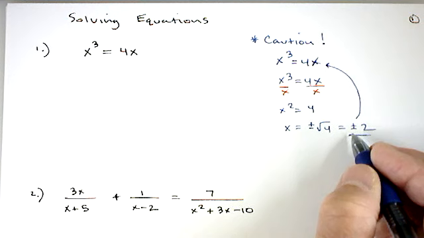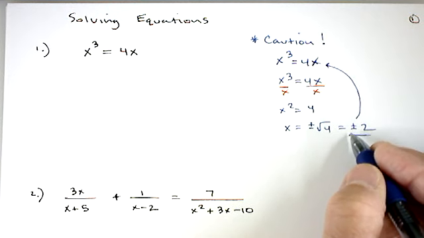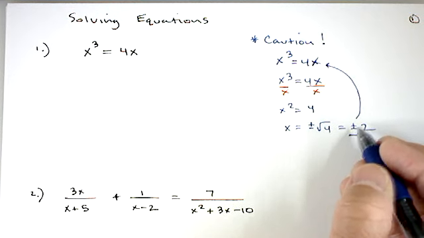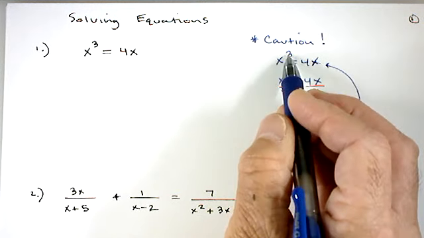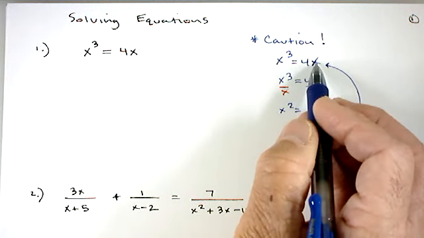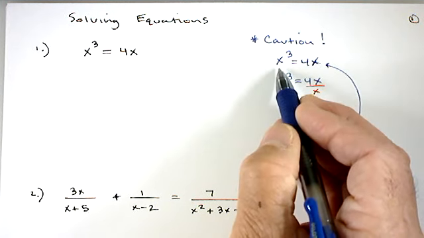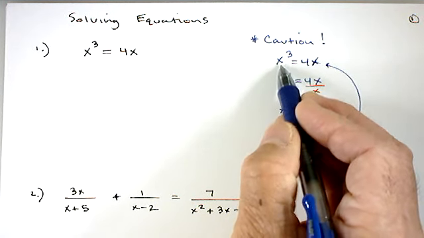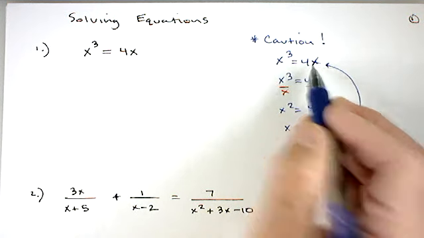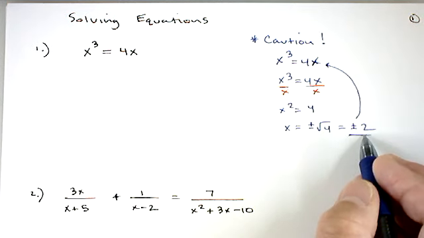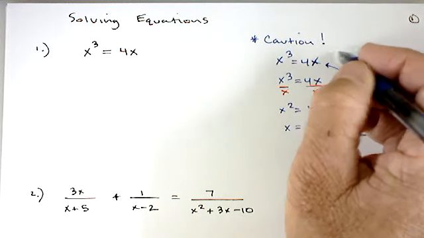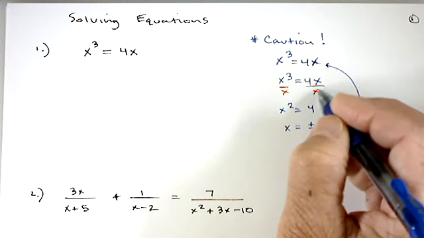The problem is there's another answer that you're not getting if you do it this way. What other number could you cube and it would be equal to 4 times the same number? Don't think too hard. Wouldn't you agree 0 works, right? 0 cubed is equal to 4 times 0. So if we do it this way, we're missing an answer, okay? And where that's coming from was the dividing out the x.